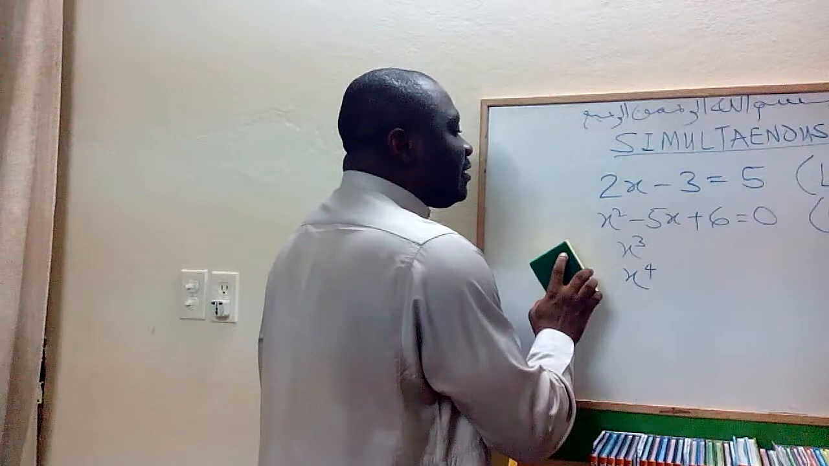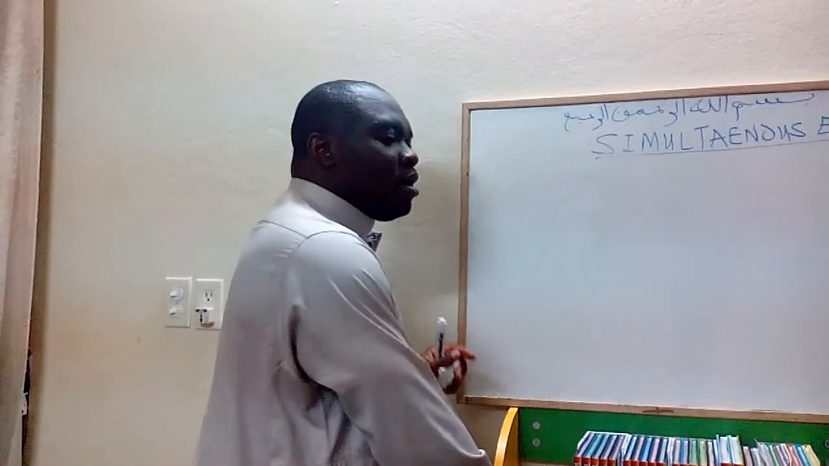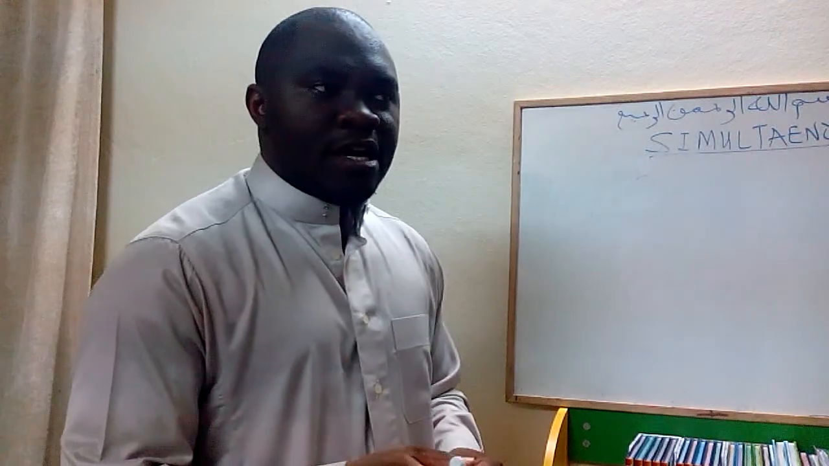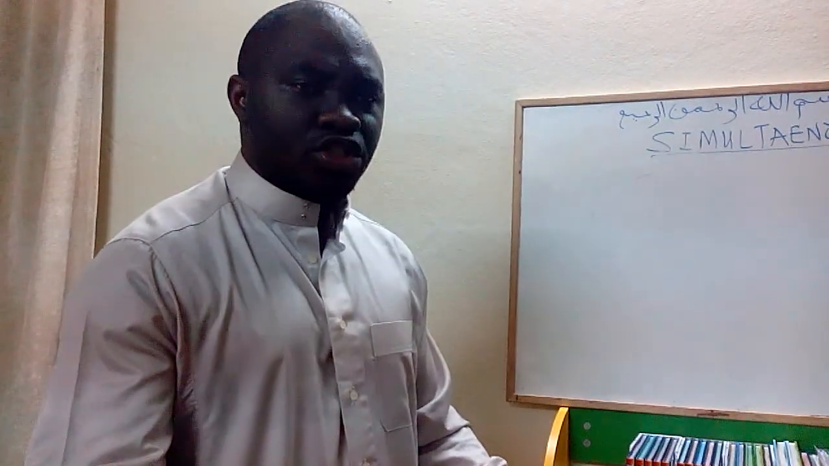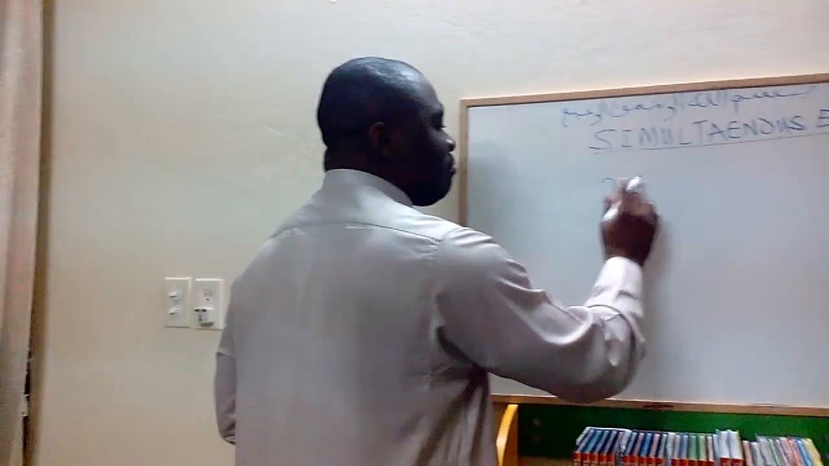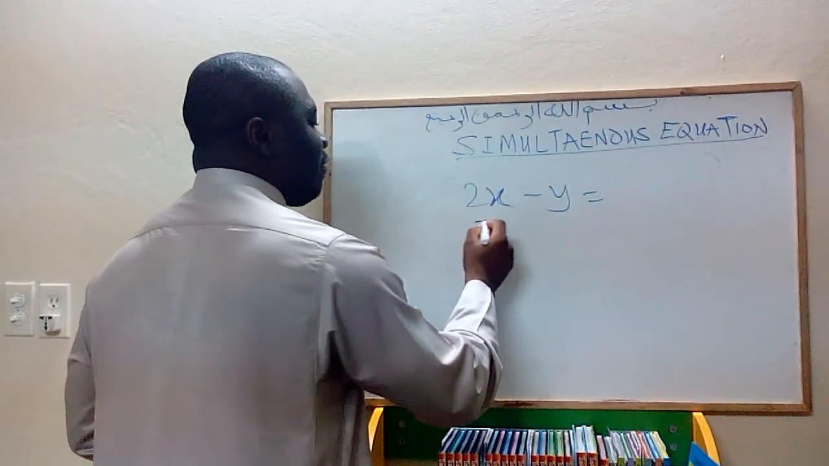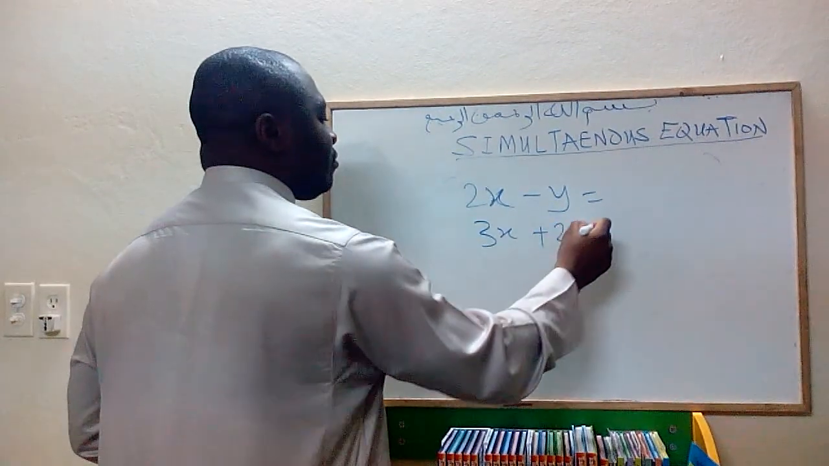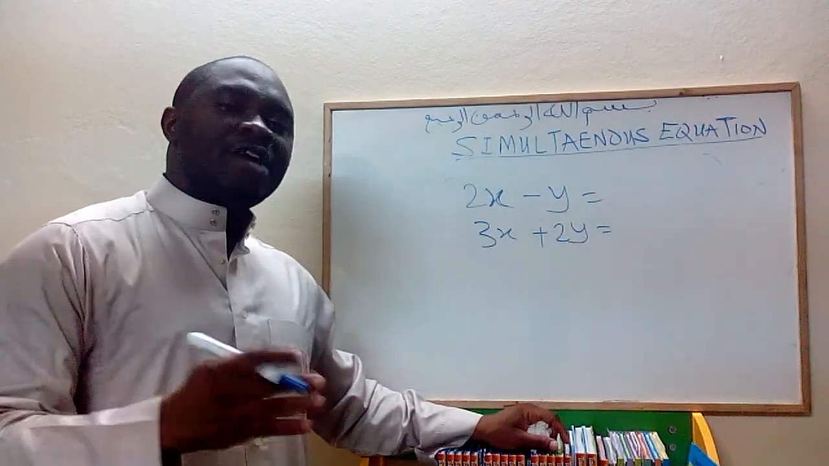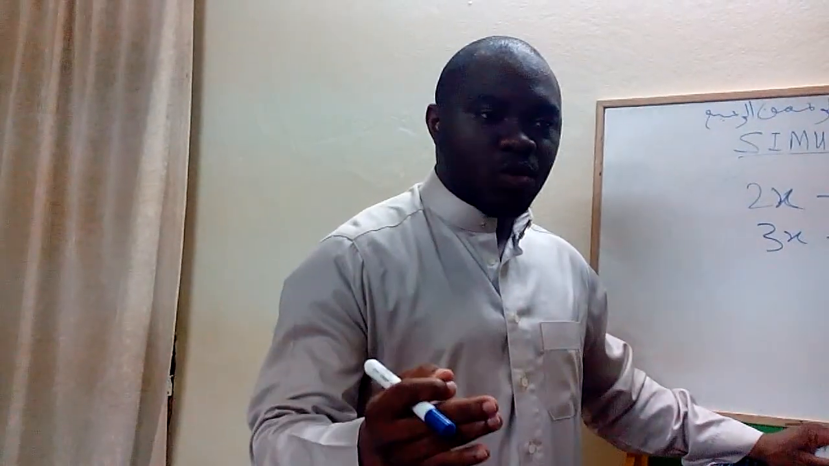Now we can also define an equation based on the number of variables. For instance, if we have more than one variable in an equation, let's say we now have two variables. Let's say we have 2x minus y, and let's say we have 3x plus 2y equals something we'll determine now. In this case, we now have two different variables, x and y. And you call such an equation a simultaneous equation.